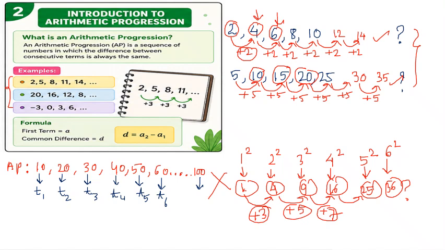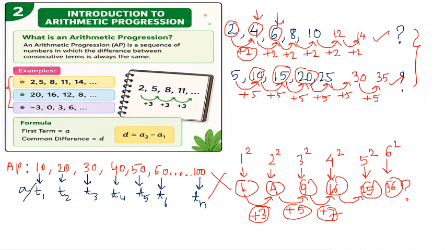Let's say we don't know at which term it is, so we will consider it as the nth term, and the nth term is also known as what? The last term, right? And remember that the first term is also denoted by a.